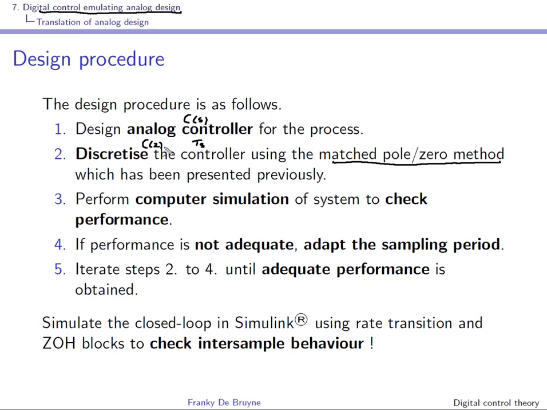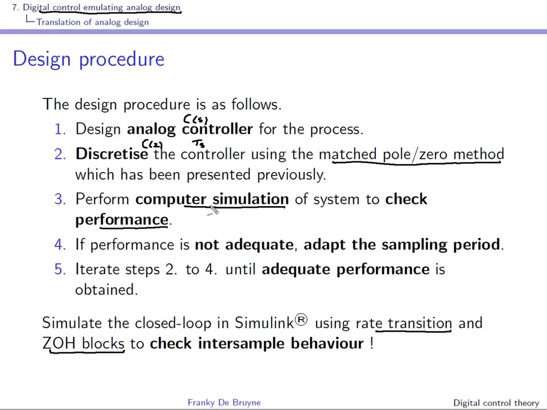Once you have the digital controller, you should perform computer simulation and check its performance. So you should simulate this digital controller on the continuous time system and add analog to digital transition and digital to analog transition. So you should use a rate transition, and you should take into account the zero order hold mechanism. I will show you how to do this in Simulink. We will see that this will allow you to check also inter-sample behavior.